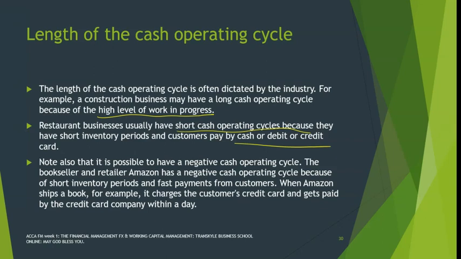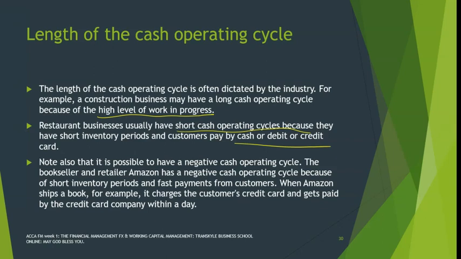When Amazon ships a book, for example, it charges the customer's credit card and gets paid by the credit company within a day. But it doesn't mean that on that particular day they would have supplied the book to the customer. So money first comes and then inventories will be dispatched later.